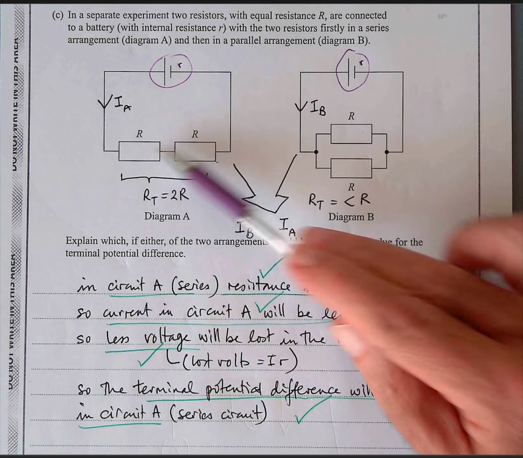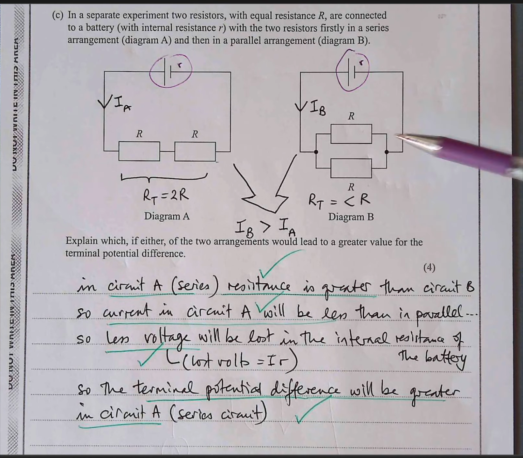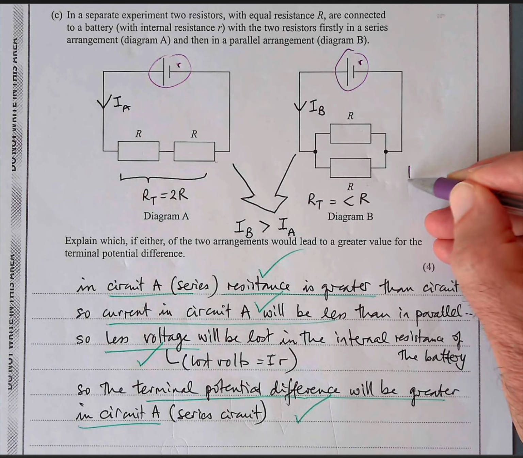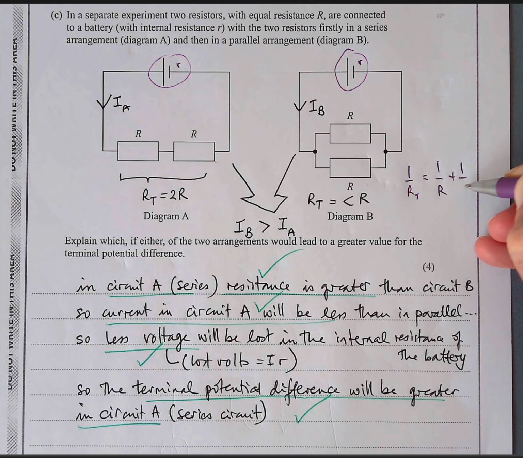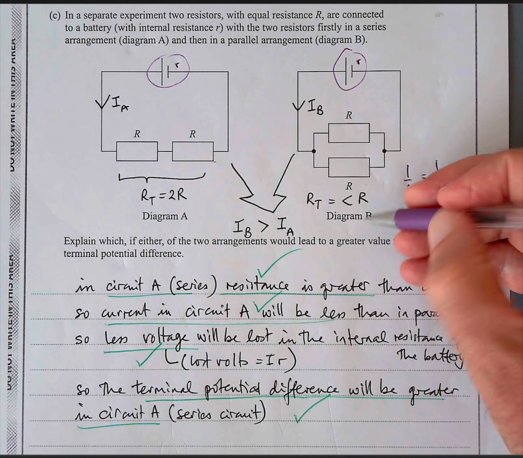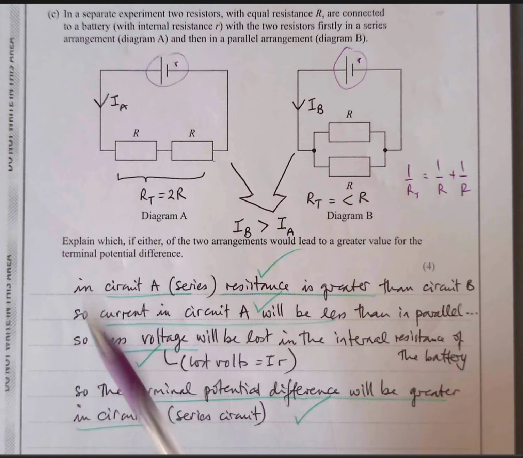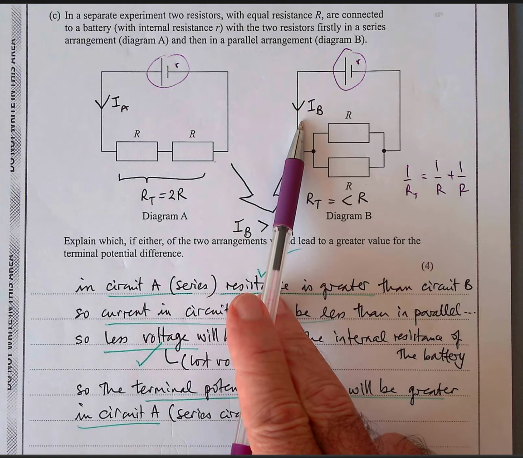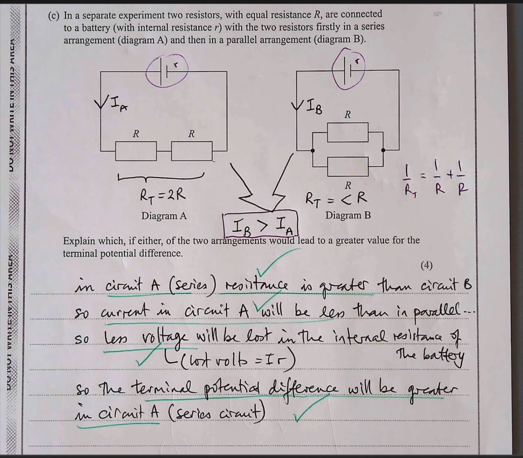Now you know if you just add 2 resistors in series, the total resistance is twice the individual resistances. But in parallel, the resistance drops, because in parallel the equation is 1 over RT equals 1 over R1 plus 1 over R2. Yes, so it'll be 2 over R, so the resistance will go down. And if they're identical, it will be half the resistance. So this resistance is less, and this resistance in series is higher. So if the resistance is higher, the current here will be lower, and the current here will be higher. Okay, so IB, the current in circuit B, will be greater than the current in circuit A.